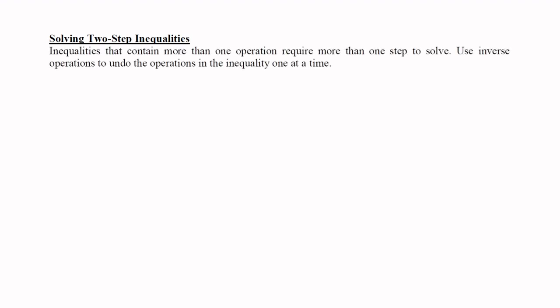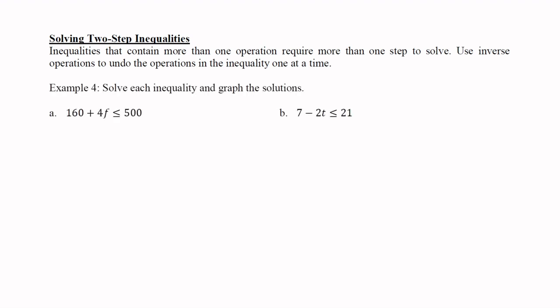Now let's talk about solving two-step inequalities. Inequalities that contain more than one operation require more than one step to solve. Use inverse operations to undo the operations in the inequality one at a time. So let's solve each inequality and graph the solutions.